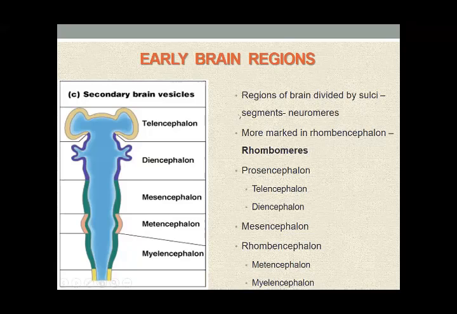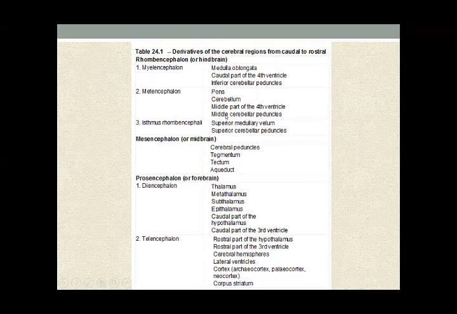I hope this is clear to you all. A very quick look at how things develop from where. Starting from the caudalmost end, the myelencephalon develops into medulla, caudal part of the fourth ventricle, and inferior cerebellar peduncle. Metencephalon, pons, cerebellum, middle part of the fourth ventricle, and middle cerebellar peduncle. And then the isthmus, rhombencephalic isthmus is superior medullary velum and superior cerebellar peduncle.